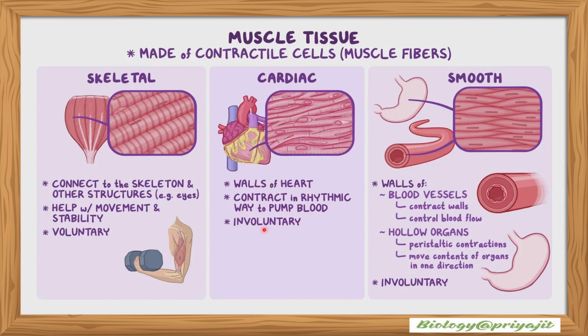They are involuntary in nature. The smooth muscles are found in the walls of blood vessels. They contract the walls and control blood flow, and they are also found in hollow organs. They control the peristaltic contractions within the digestive tract. They move the contents of organs in one direction. They are also involuntary in nature.